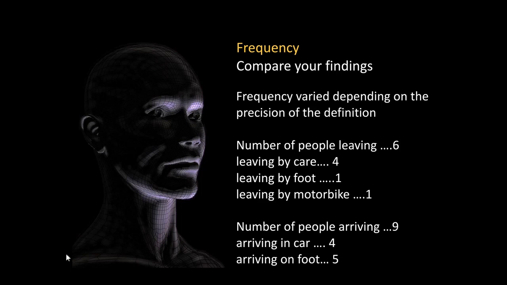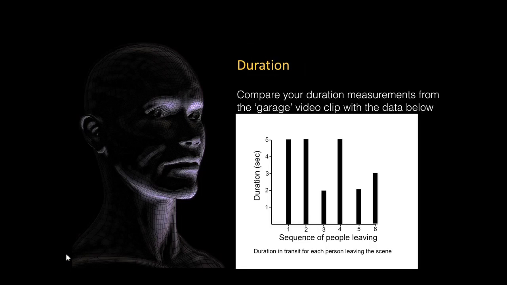Regarding frequency, compare your findings. Frequency varied depending on the precision of the definition. For example, the number of people leaving was 6. But if you consider people leaving by car, there were 4. Leaving by foot, there was 1. Leaving by motorbike, there was 1. The total number of people arriving was 9. Those arriving by car were 4, and those arriving on foot were 5. So you can see how it is important to get a clear definition of the behavior before you start measuring.